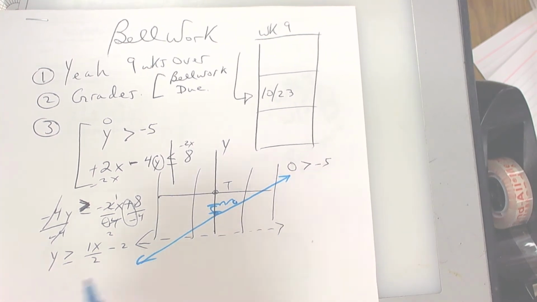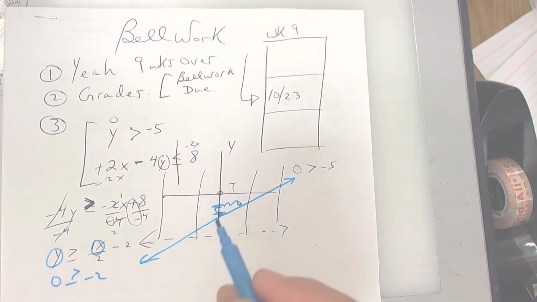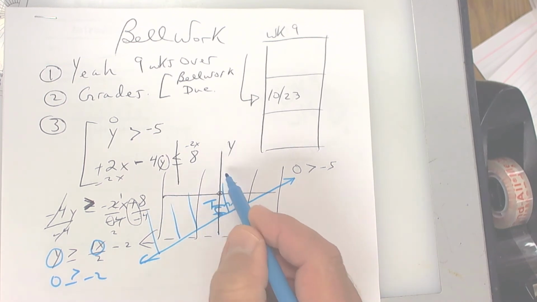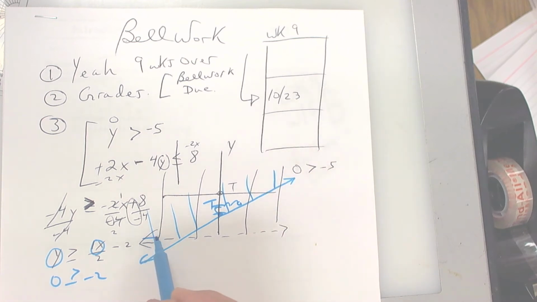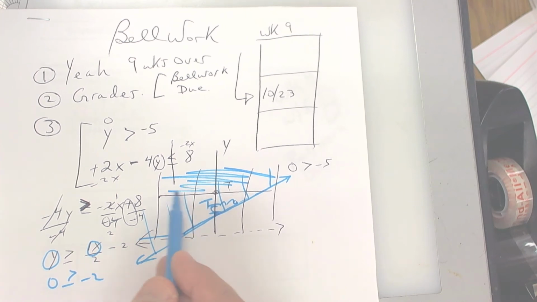We can use 0, 0, so put a 0 here and a 0 here. 0 is greater than or equal to a -2. That's true also. So it's true for the blue one. And so this one's going to color this way. And so your answer starts here and goes over to here. All of this is your answer.